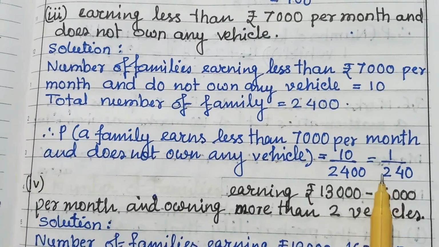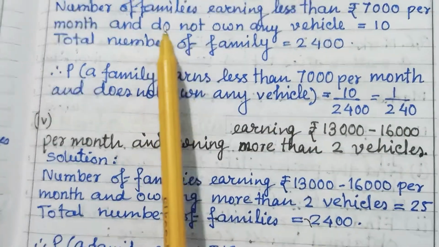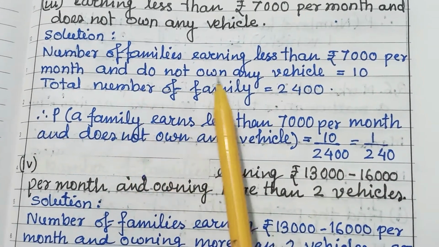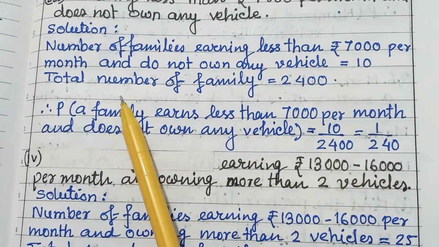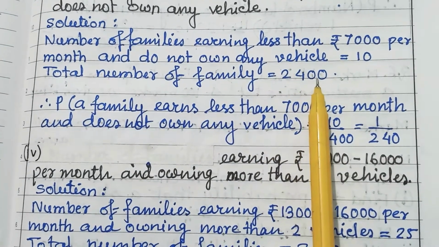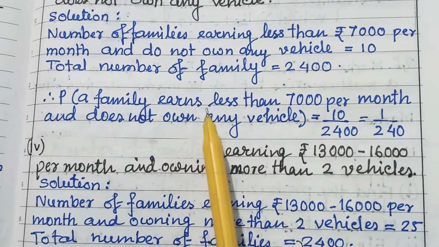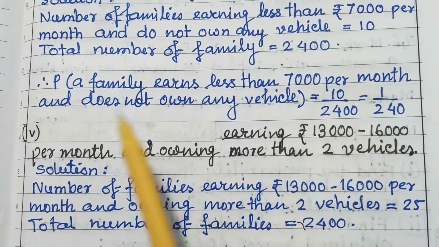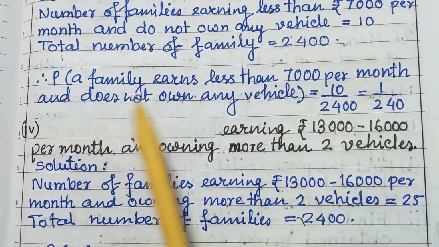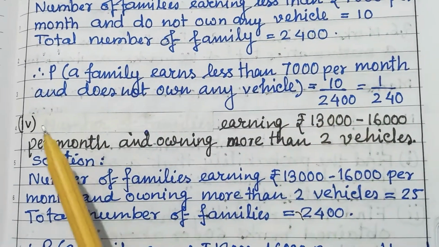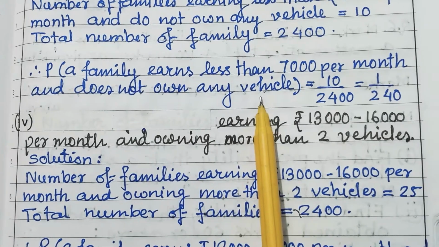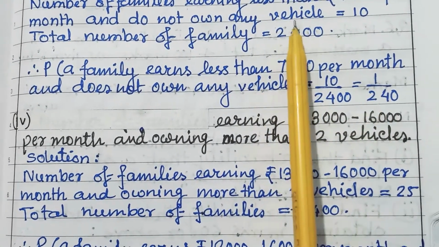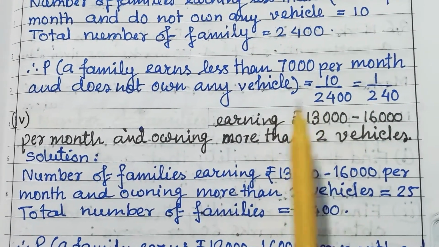240. So you have to write in this way: the number of families earning less than rupees 7,000 per month and not owning any vehicle is 10, and the total number of families is 2,400. So the probability of a family earning less than 7,000 per month and not owning any vehicle is equal to 10 upon 2400, which is 1 upon 240. In this way you have to write the statement.